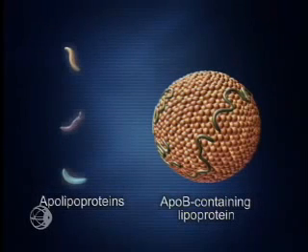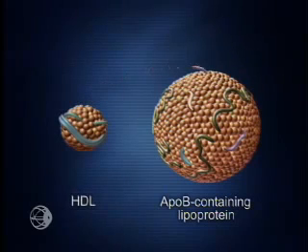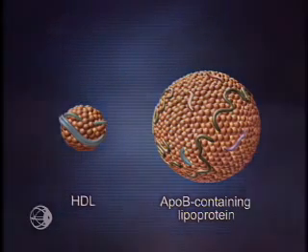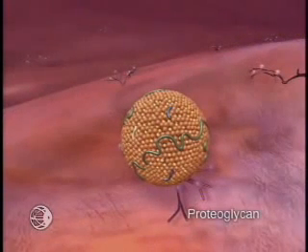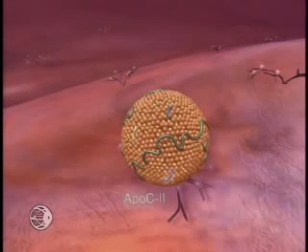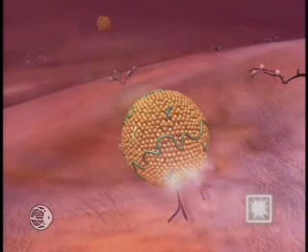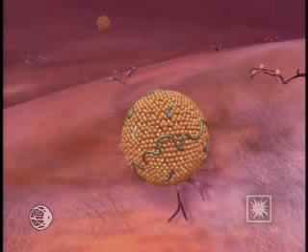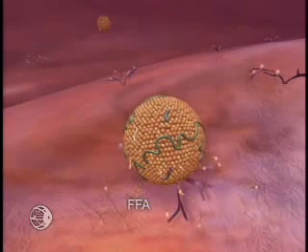Secreted with them are apolipoproteins E, C2, and C3. These apolipoproteins may also be acquired from HDL. With attachment to proteoglycans on capillary endothelium, the lipoprotein remodeling process begins. Here, ApoC2 activates lipoprotein lipase, LPL, which hydrolyzes the lipoprotein's core triglycerides into free fatty acids, which diffuse through the capillary to muscle or adipose cells.